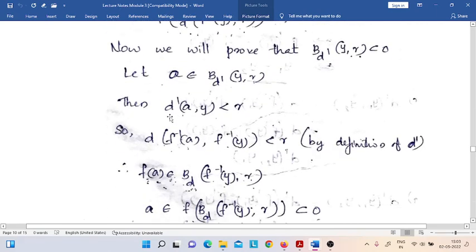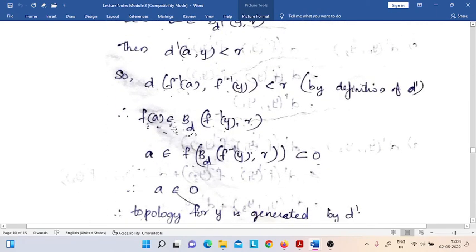Okay, now we get that f of a is an element of B_d of f inverse of y, r, and therefore, by removing the function f, we get that a is an element of f of B_d of f inverse of y, r, and it's a subset of O.